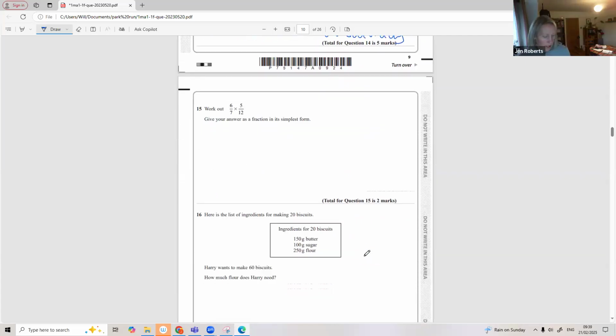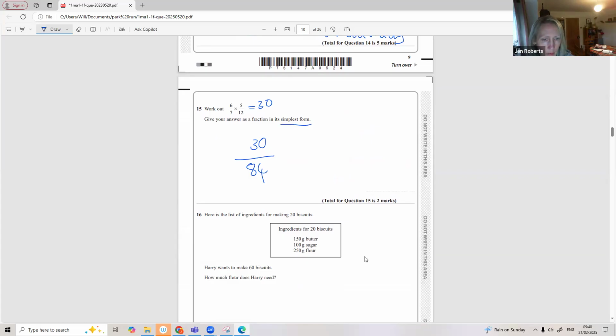Okay, work out 6/7 times 5/12. When you're multiplying fractions, you just multiply your numerators and multiply your denominators. 6 times 5 is 30. 7 times 12 was 70, 77, 84. Write your fraction in its simplest form.